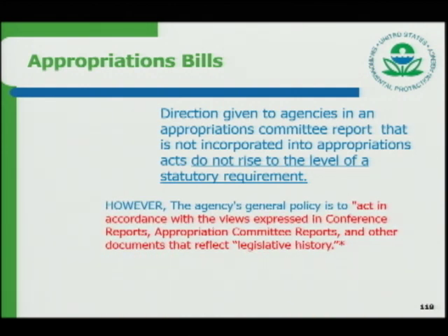So if it is in the bill language, that's law. If bill language references reports, a House committee hearing, if it references anything, we consider that also to be law because it's referenced into the bill. But it's also general EPA policy to act in accordance with the views expressed by our congressmen and congresswomen. Again, we try to take congressional intent for what it is, and if they're trying to tell us to do something, we try to follow it as closely as we can, even though it may not be written directly into the bill.